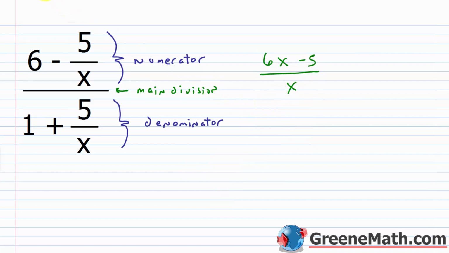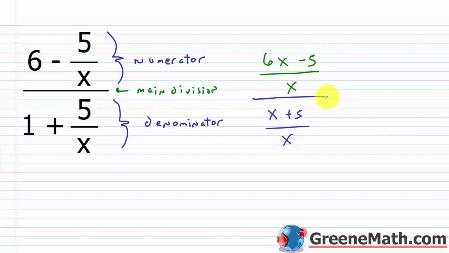Now for my simplified denominator, we have 1 plus 5 over x. To get a common denominator, I would just multiply 1 by x over x. So we know that would just be x over x. And then I would basically have x plus 5 over the common denominator of x. Okay, so let's write x plus 5 over the common denominator of x. So what do we have here now? We have 6x minus 5 over x divided by x plus 5 over x.